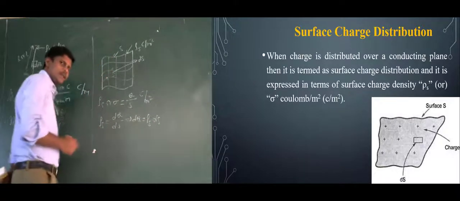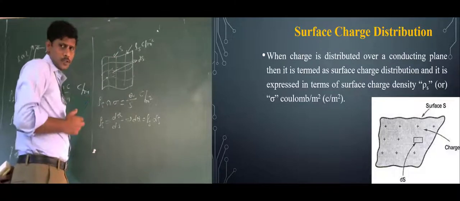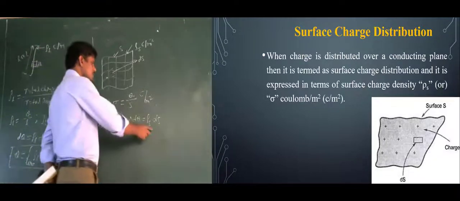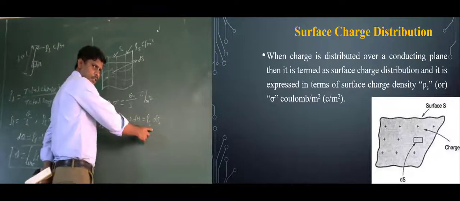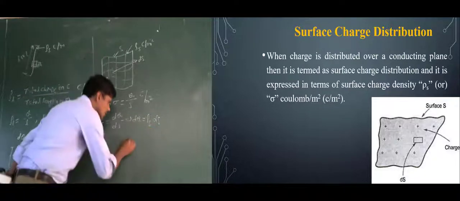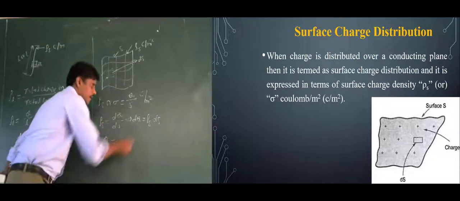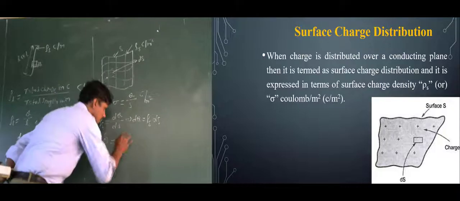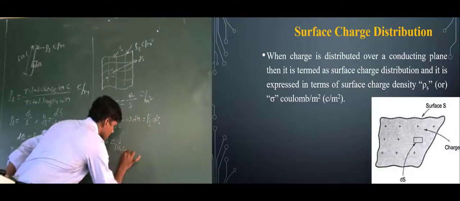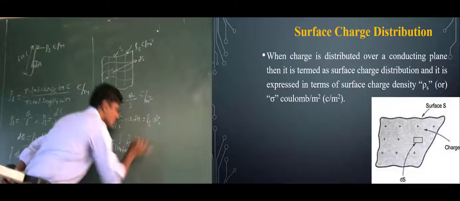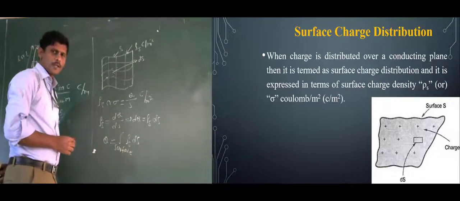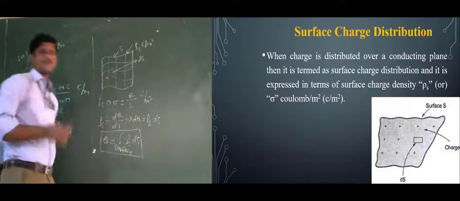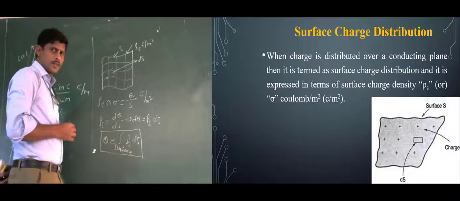Now you want to calculate the total charge due to surface charge distribution. How to calculate it? Integrating this equation on both sides, we get the total charge due to surface charge distribution. The LHS is dq, and the integral of dq is q, which is equal to the surface integral of rho s into ds. So this is the equation of total charge due to surface charge distribution.